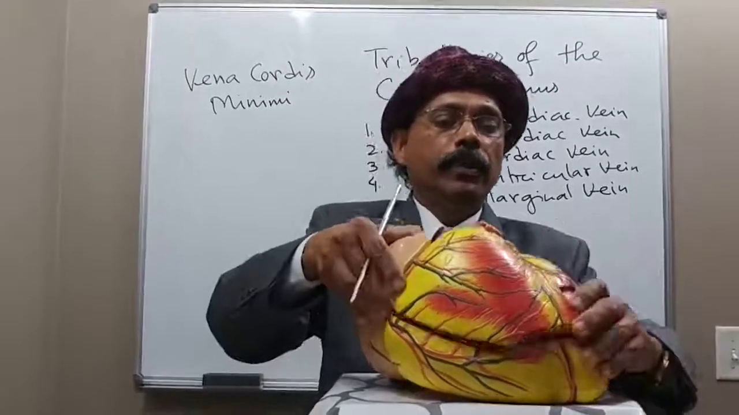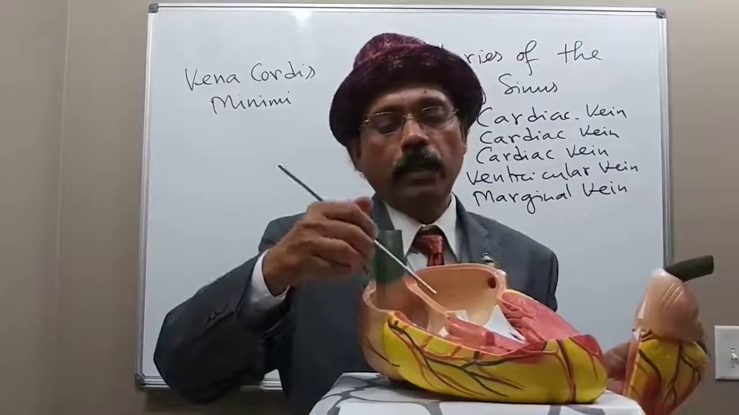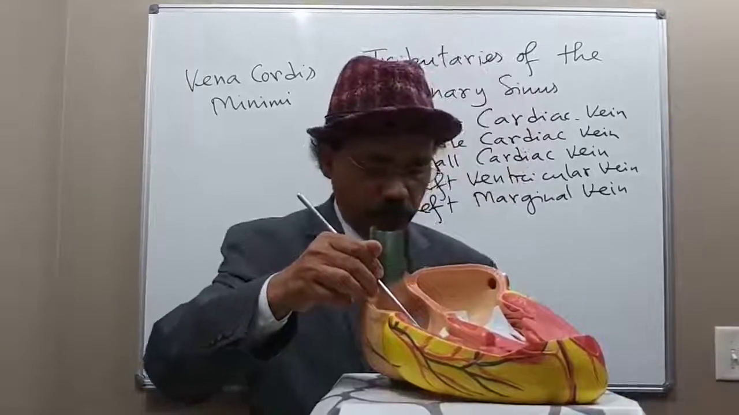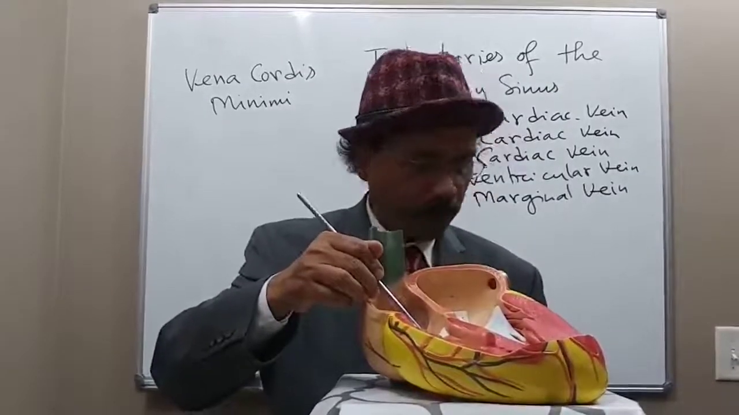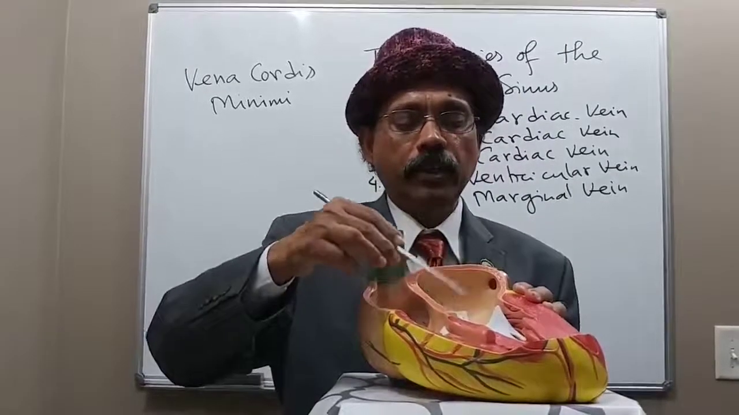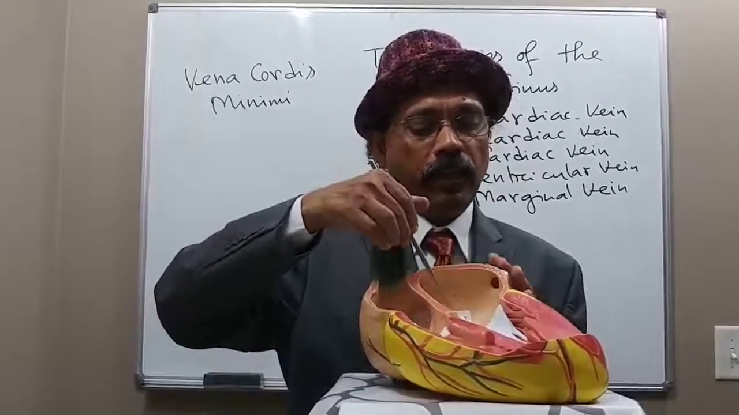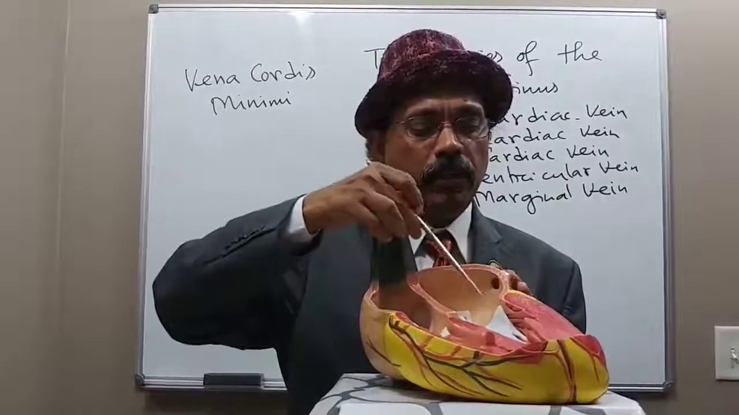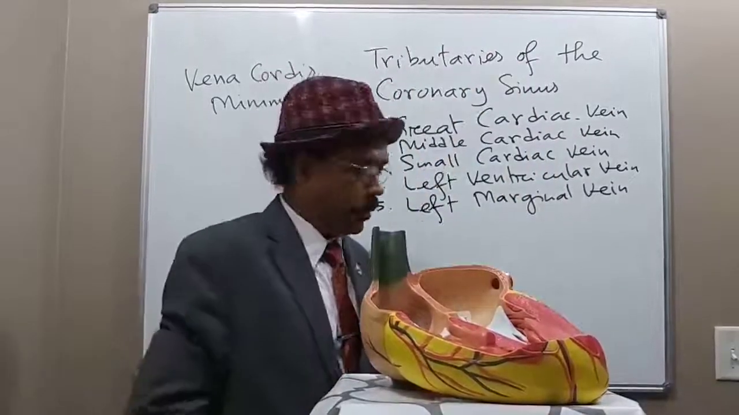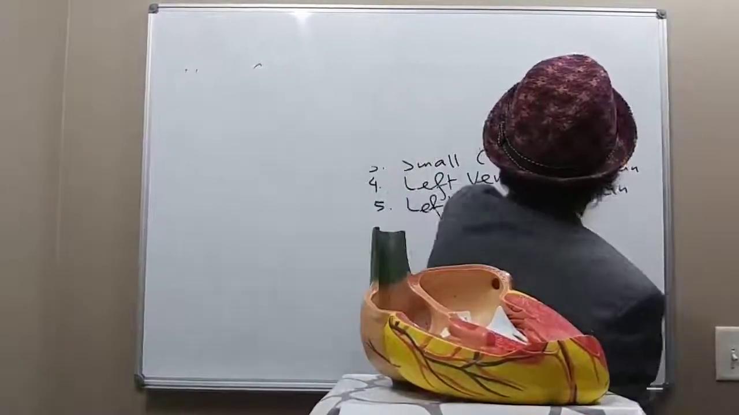We'll go inside the heart, and we have the right atrium, right ventricle. This is a part of the right atrioventricular valve here. So this is the right atrioventricular valve. This is the right ventricle. This is right atrium. This is left atrium, left ventricle. This is the left atrioventricular valve. So we have the left and right atrioventricular valves.